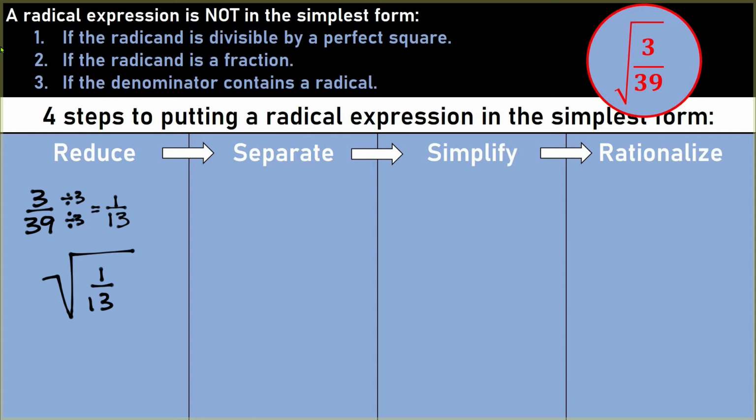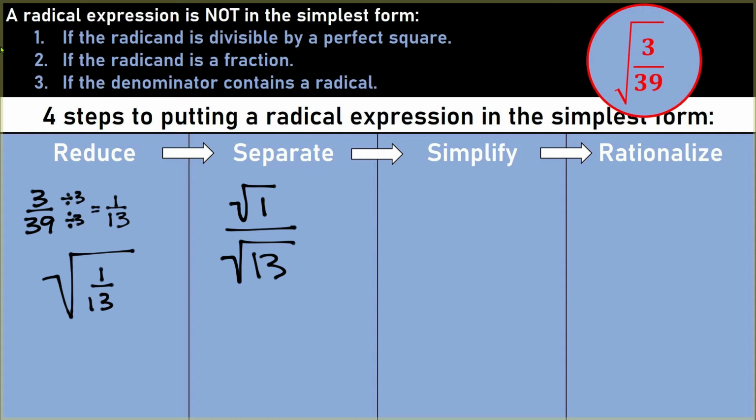Now I'm going to separate. So I'm going to take my square root of 1 over 13, and I'm going to use the division property of radicals to separate it into 2 different radicands. So when I separate it, I will have the square root of 1 in my numerator and the square root of 13 in my denominator.